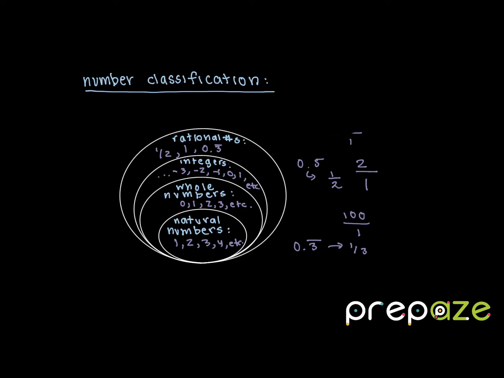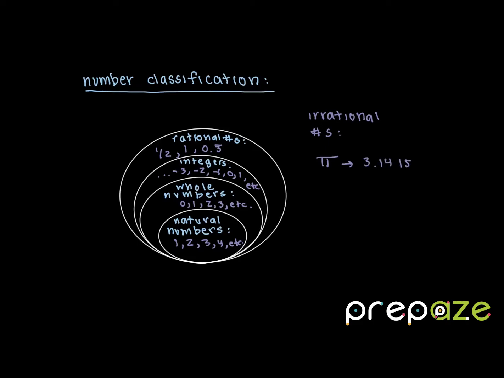Now we have a separate group that we call irrational numbers. And irrational numbers are the decimals that don't equal a fractional value. So some examples of irrational numbers include pi. Pi starts off as 3.1415 and it keeps going on forever, and it doesn't equal a fractional value.